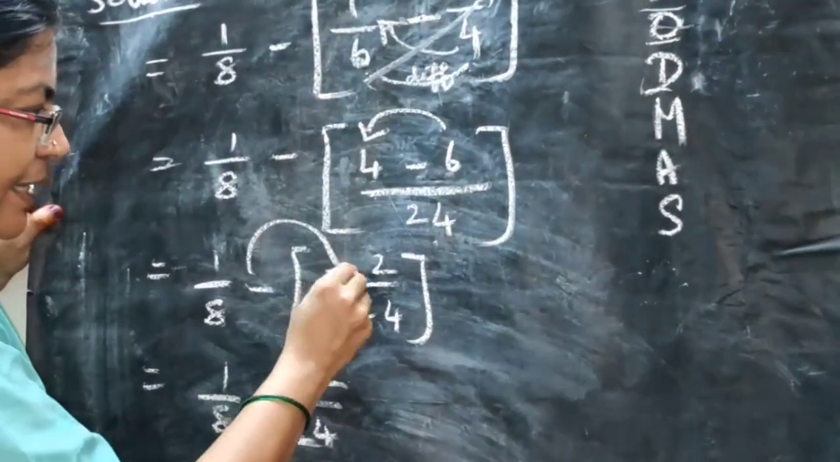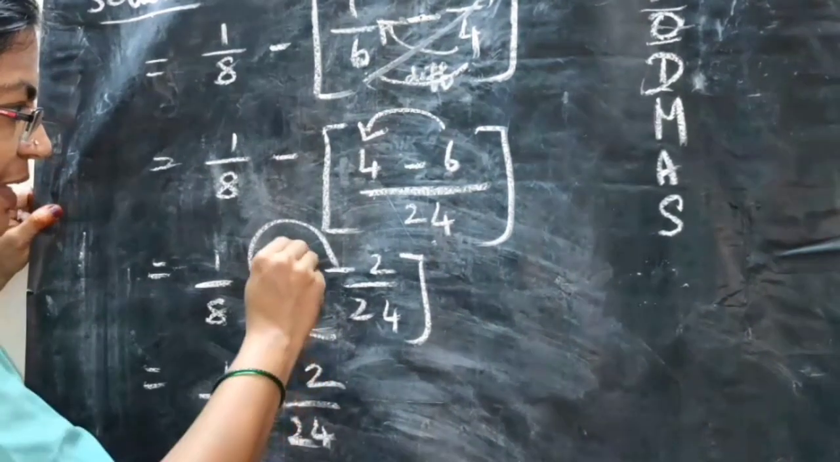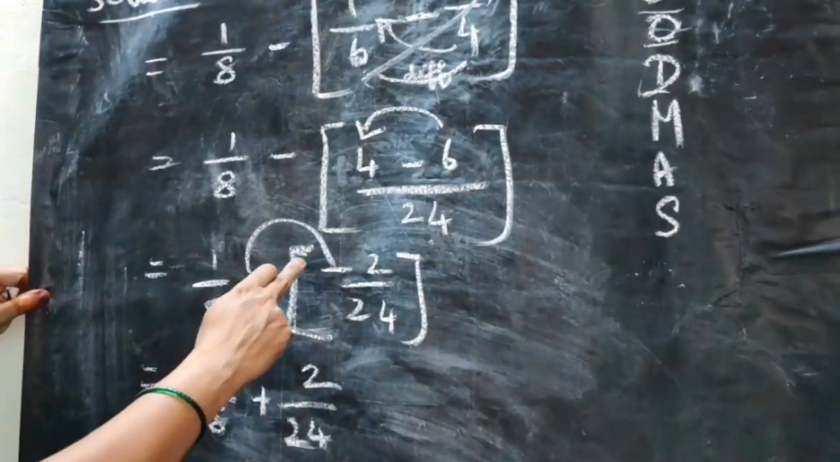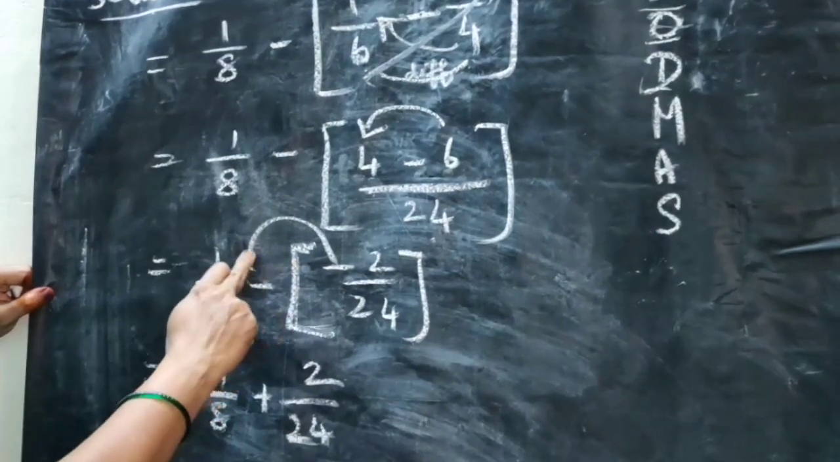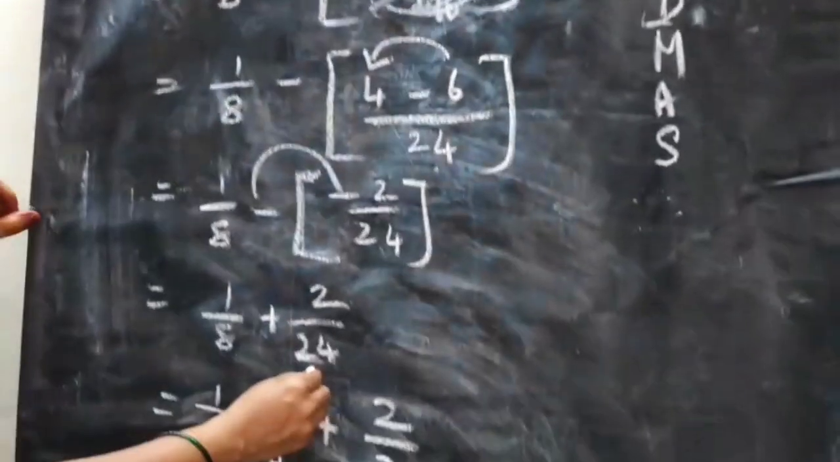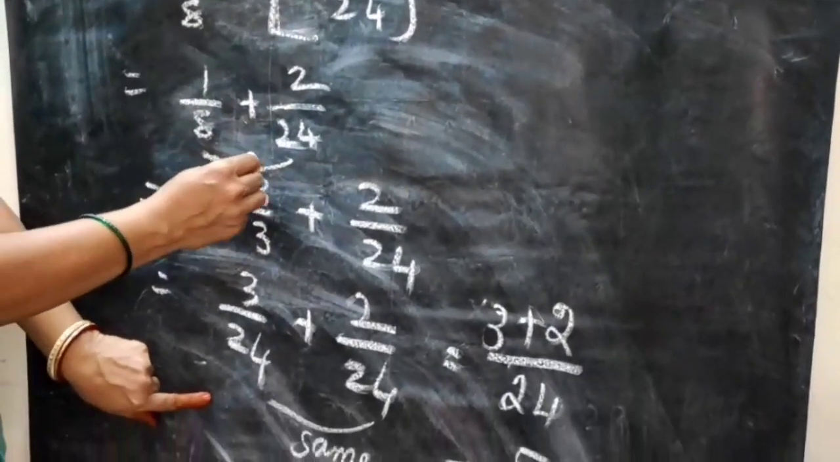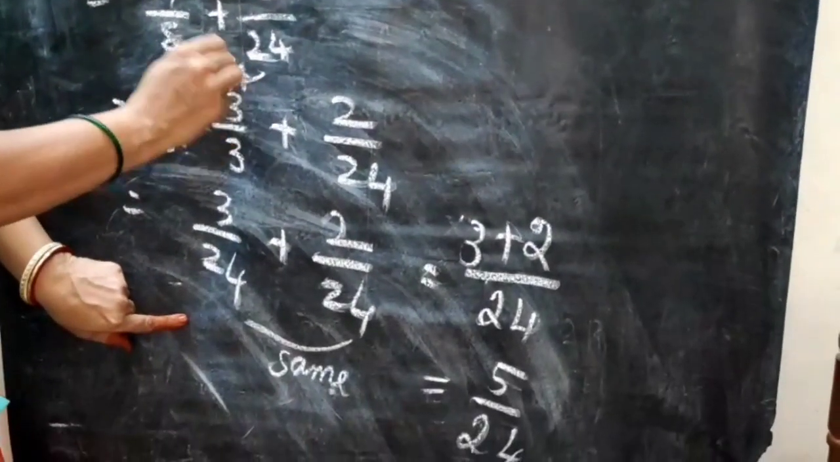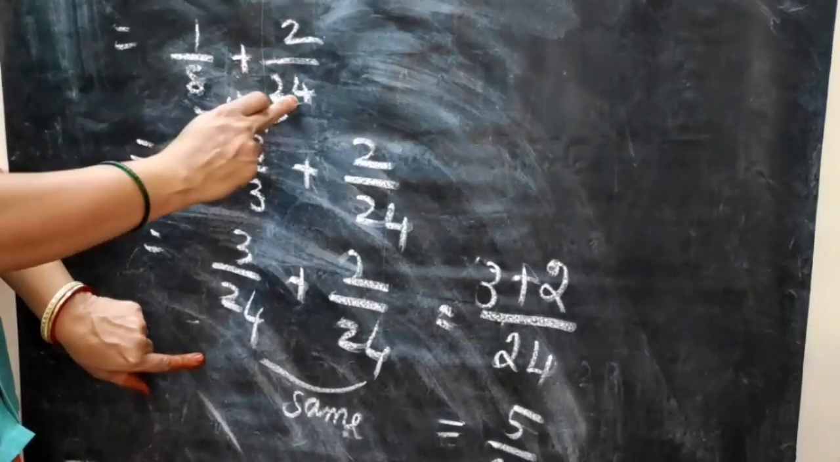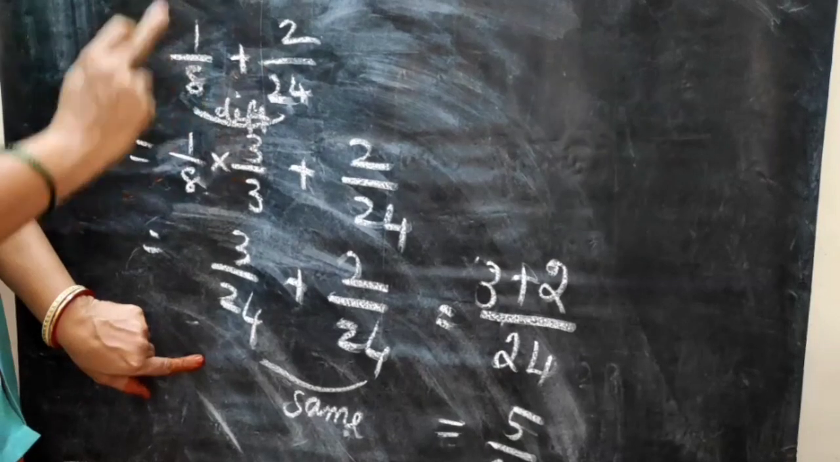Now here also there is a minus before the bracket. This bracket meaning is multiplication. 1 by 8 minus, minus half. Minus into minus is plus. 2 by 24. Now these two denominators are different numbers. So in the 8 table you want to use: 1 eight is 8, 2 eights are 16, 3 eights are 24.